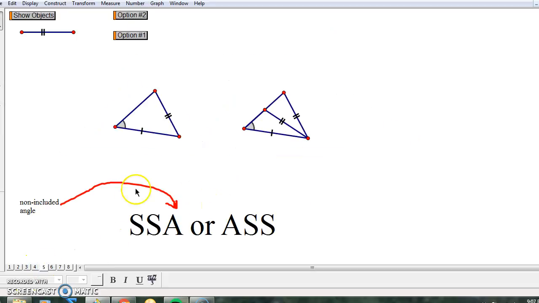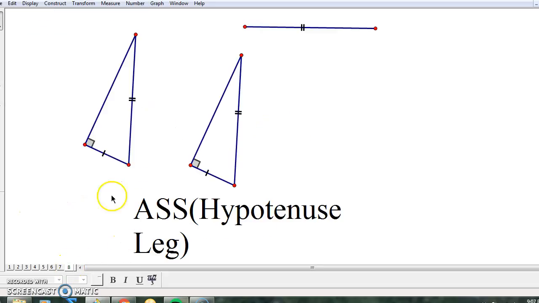Over here we talked about the two possibilities, so we can't typically use side-side-angle or angle-side-side unless that angle is a right angle. Then we can conclude that they would be congruent triangles.